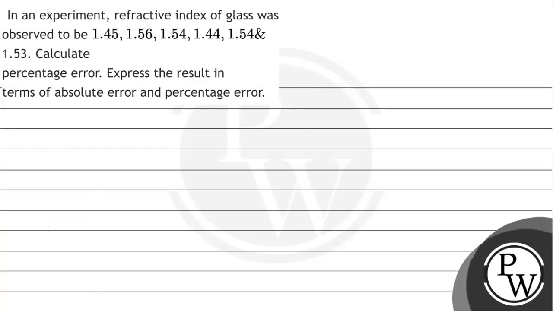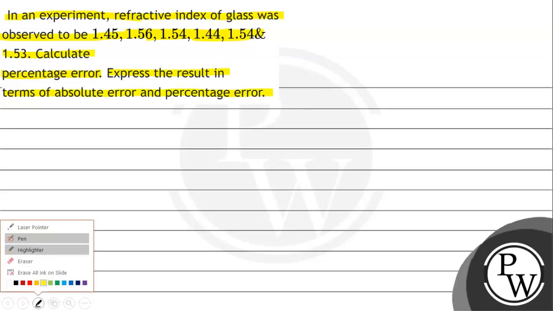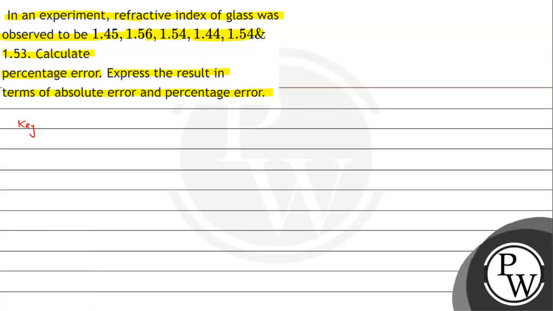The question says, in an experiment, the refractive index of glass was observed to be 1.45, 1.56, 1.54, 1.44, 1.54 and 1.53. Calculate percentage error, express the result in terms of absolute error and percentage error. So basically यहाँ पे हमसे तीन चीज़ें पूछी गई हैं. So we will first try to understand how we can calculate.